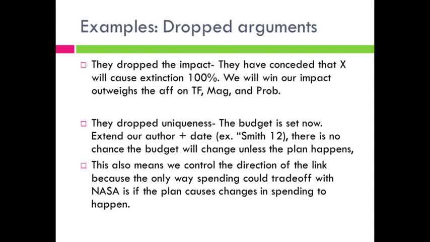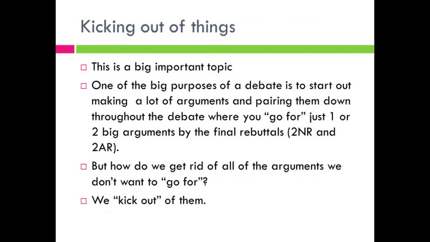Or they dropped uniqueness, the budget is set now, extend our author and date, e.g. Smith 12. There's no chance the budget will change unless the plan happens. This also means we control the direction of the link because the only way spending could trade off with NASA is if the plan causes changes to spending to happen. Okay? So that's an example of how you'd handle dropped arguments in a debate round.